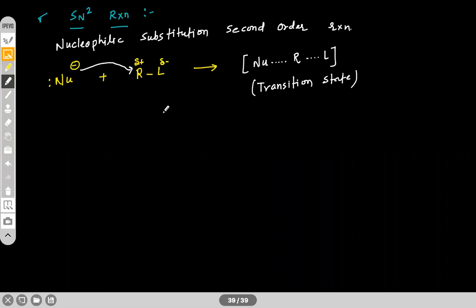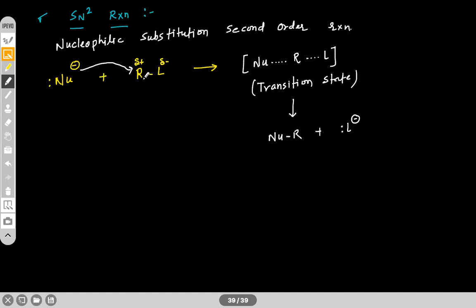Means these two reactants react, and before forming the product, we get a complex compound, which is highly unstable. That complex compound we call the transition state. If there are sufficient conditions that this transition state can convert into the product, then it will convert into the product, which is this. Finally, this bond forms and the leaving group goes out. This is the product.